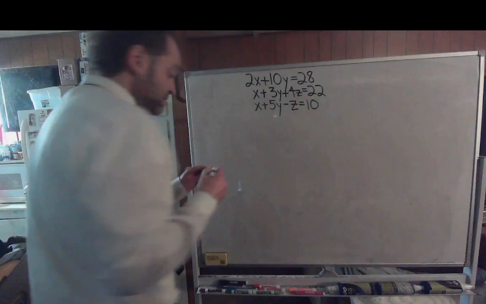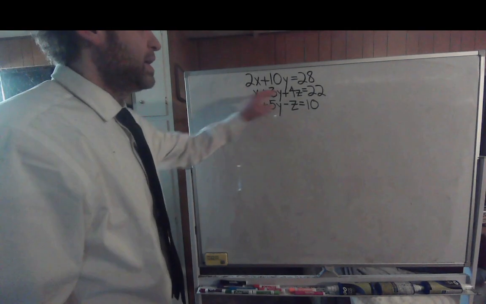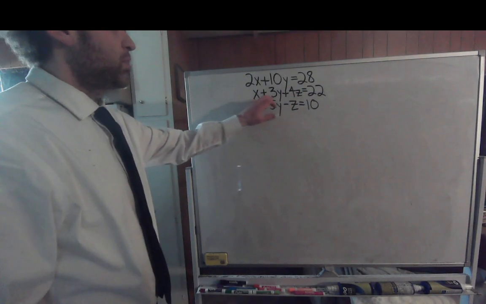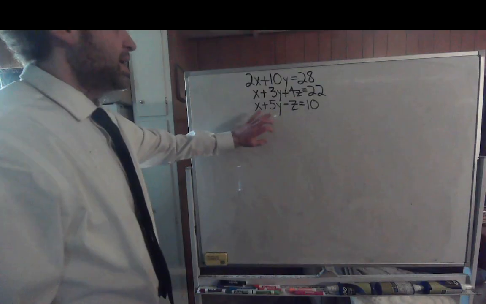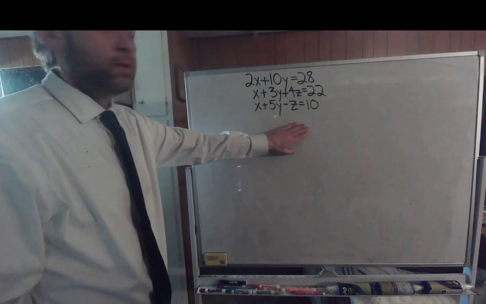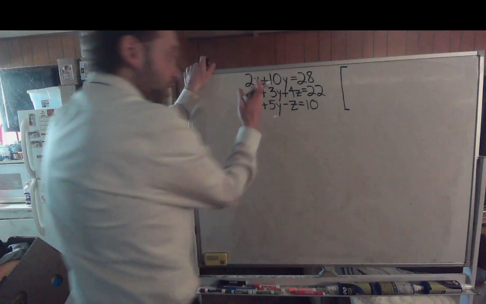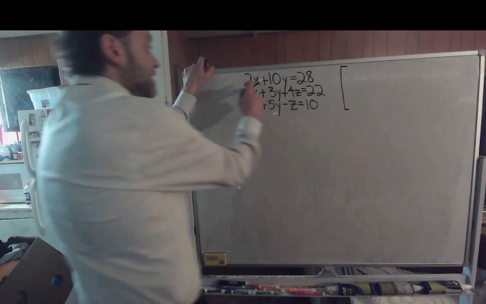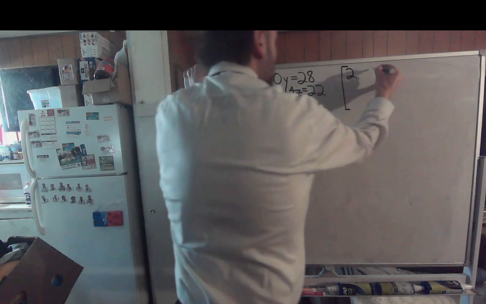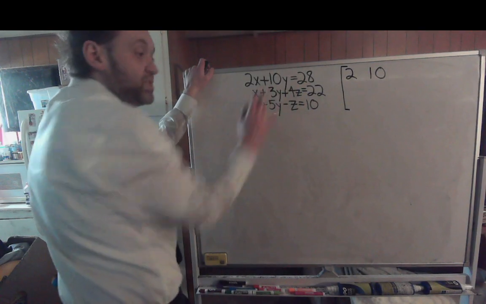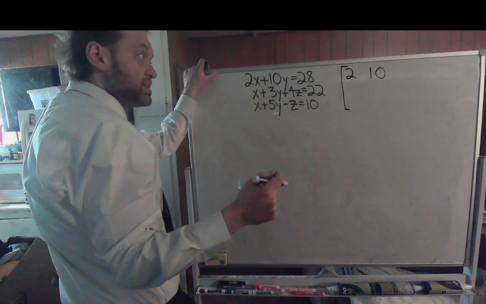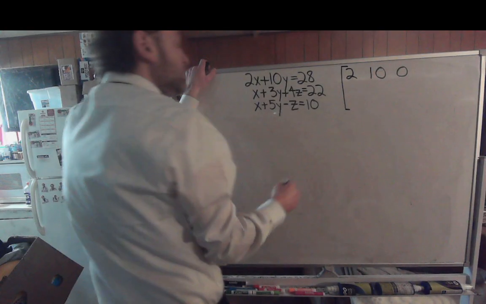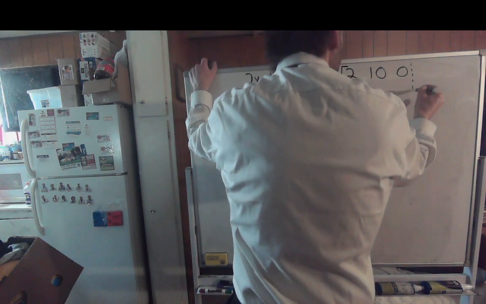Alright, so there's your system of equations. 2x plus 10y equals 28. x plus 3y plus 4z equals 22. And then x plus 5y minus z equals 10. Let's go ahead and set up our matrix. 3 equations therefore gives you 3 rows. The coefficient on the x is 2. Then take that 10 from the y. Now notice you have no z. Since this is a 3 by 3 system, if there's no z, that means the coefficient on the z is 0 by default. So you'll put 0 in the z place, and then to the right of the augmented line, you'll have 28.